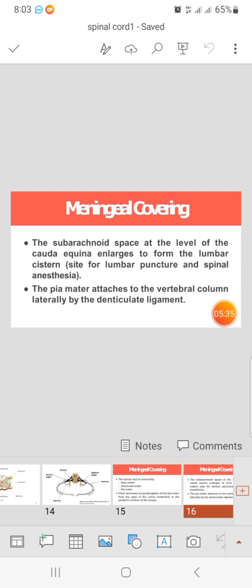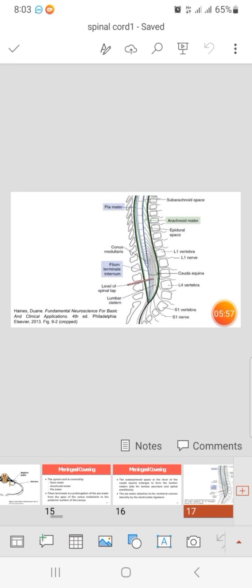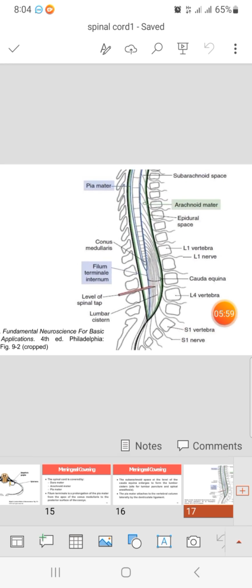Then the subarachnoid space. Subarachnoid space at the level of the cauda equina, which is the leash of the spinal nerves, enlarges to form the lumbar cistern, the site for the lumbar puncture and the spinal anesthesia. The pia mater attaches to the vertebral column laterally by the denticulate ligament. Again, you can appreciate here the subarachnoid space, which extends up to almost the S3 level, and here we can do the lumbar puncture.